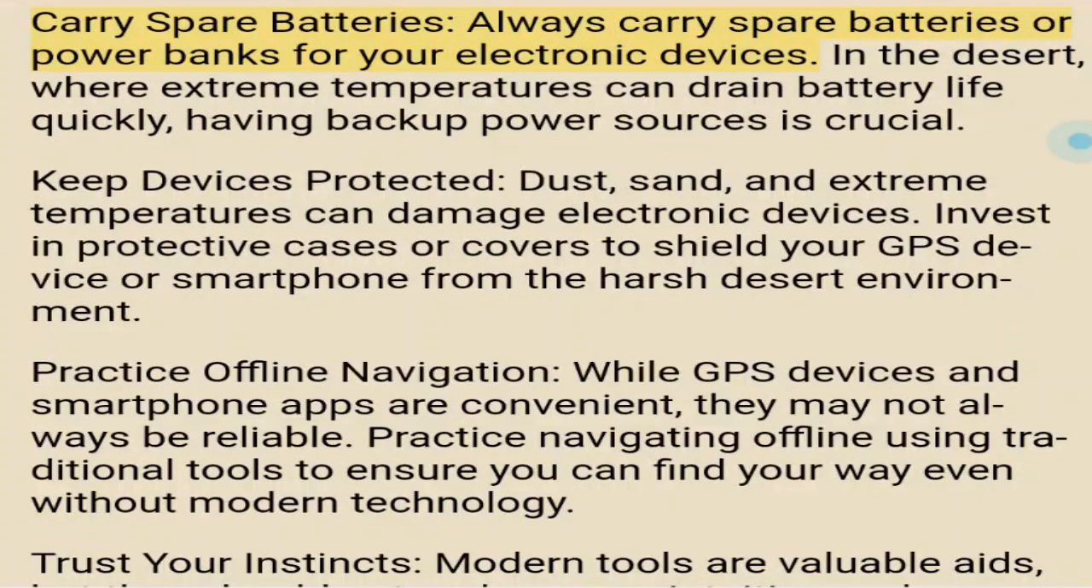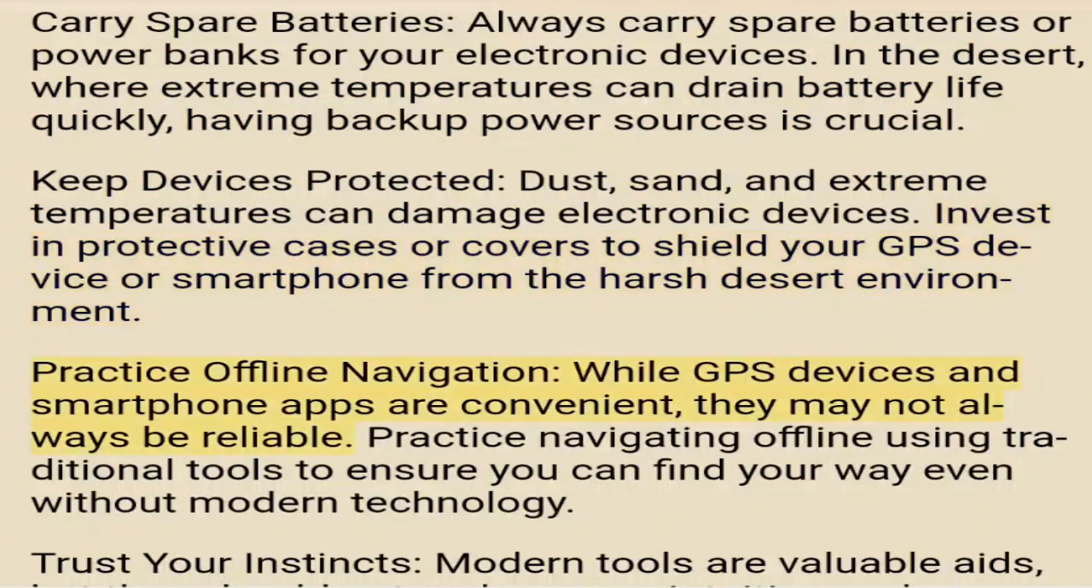Carry spare batteries. Always carry spare batteries or power banks for your electronic devices. In the desert, where extreme temperatures can drain battery life quickly, having backup power sources is crucial. Keep devices protected. Dust, sand, and extreme temperatures can damage electronic devices. Invest in protective cases or covers to shield your GPS device or smartphone from the harsh desert environment.